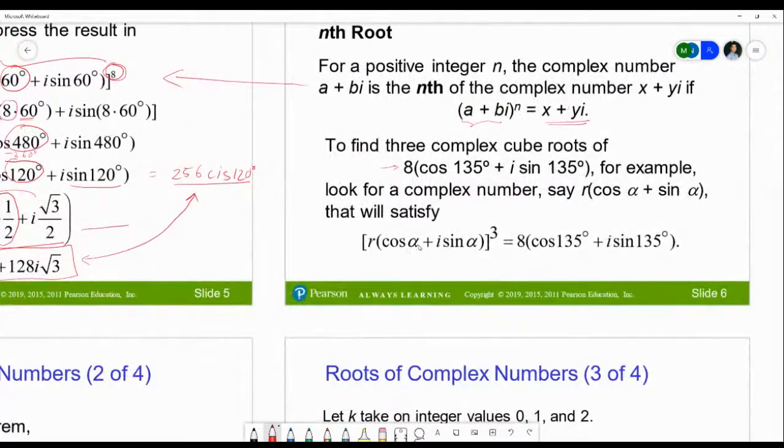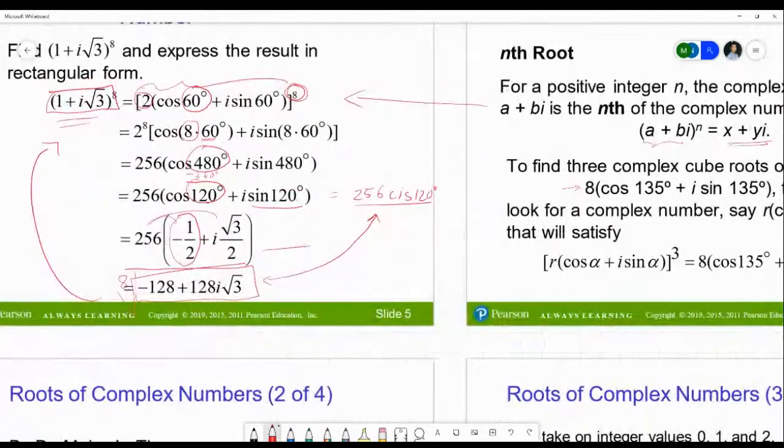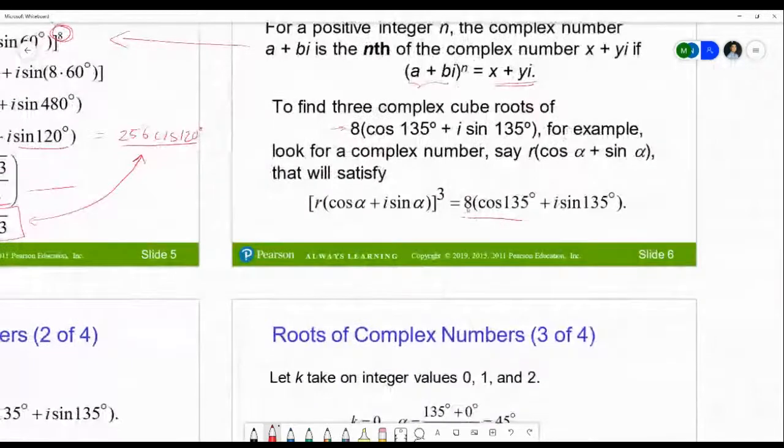r(cosine alpha plus i sine alpha) to the 3rd power is equal to this. So basically, we started off just like this over here. Okay, we don't know what the value in here is. That's what we're trying to find. But we know that if I raise that value to the 3rd power, I'm going to get this over here. So the 3rd power, because we saw that 8 could be cubed.